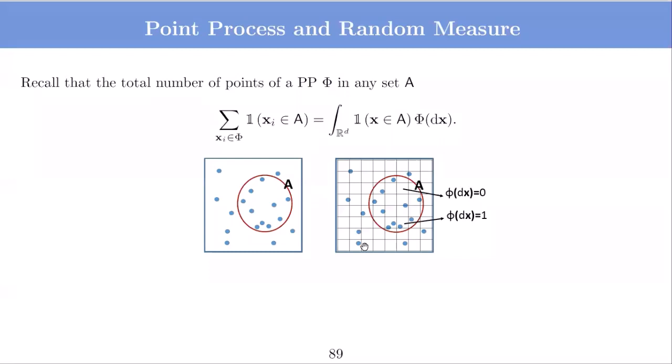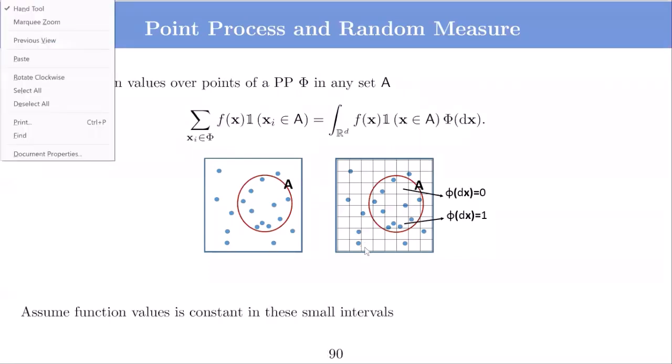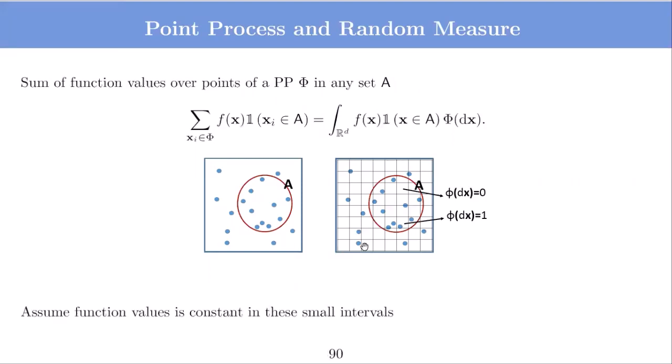So this indicator can also be extended to functions. Here I only have xi. What if I have a function of x here? Let us see this summation: the function multiplied by the indicator that xi belongs to A, and I'm adding over all of phi.